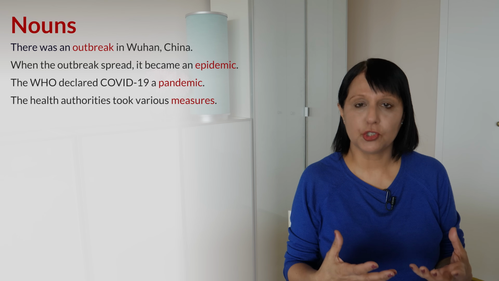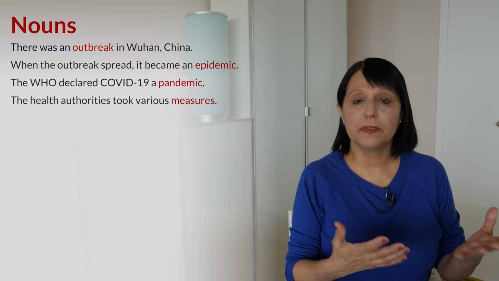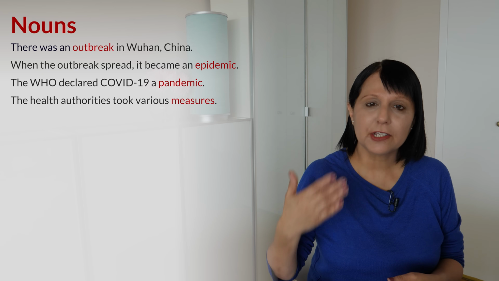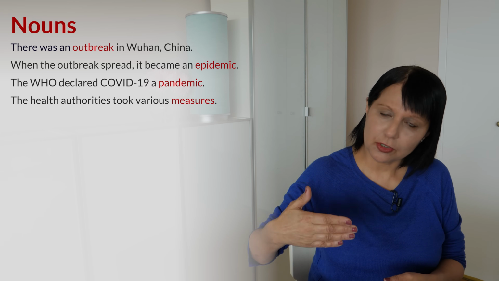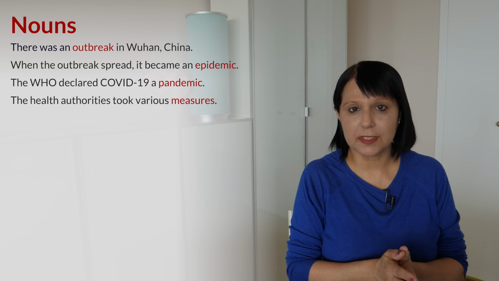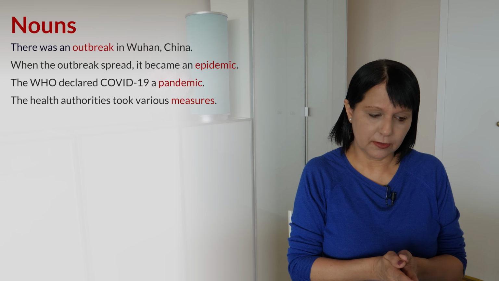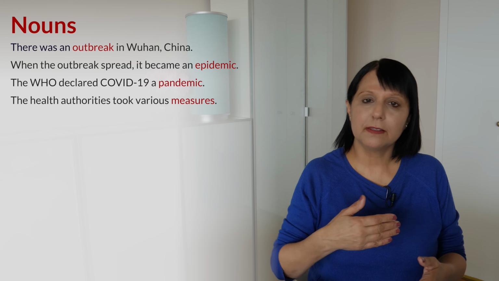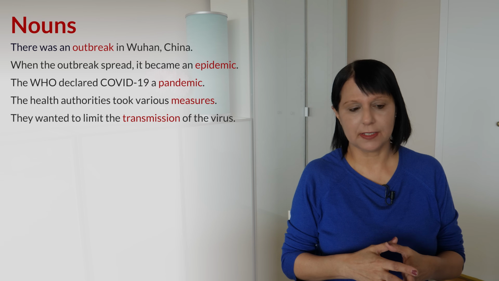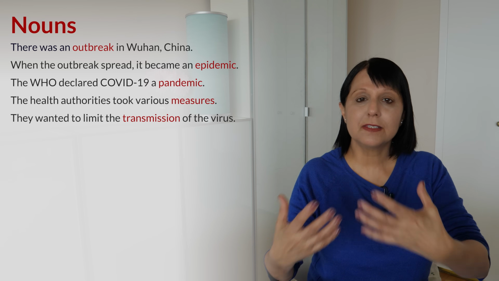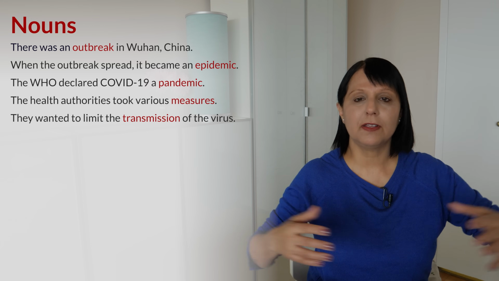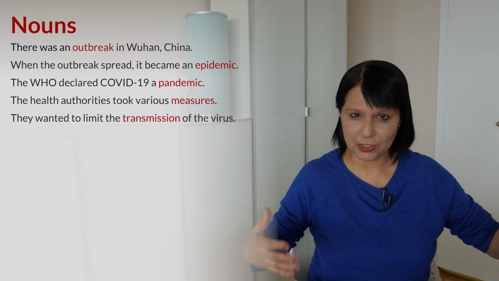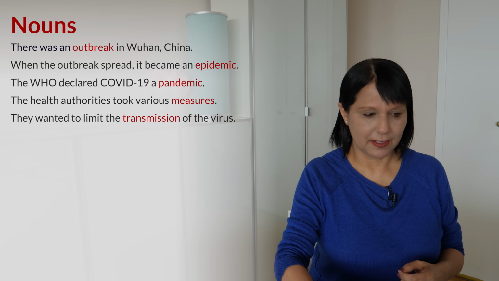So another word that you might hear a lot is that the health authorities took various measures to deal with this situation. So measures here is just like actions or steps, all right, that they took in order to try to control this problem. Another word is transmission. They wanted to limit the transmission of the virus. So transmission just means the spread of the virus, the passing on of the virus to other people, to more people, okay? Transmission. All right, let's continue.